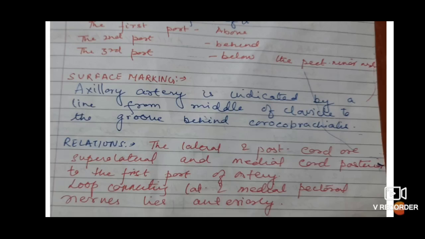Surface marking. Axillary artery is indicated by a line from the middle of the clavicle to a groove behind coracobrachialis.